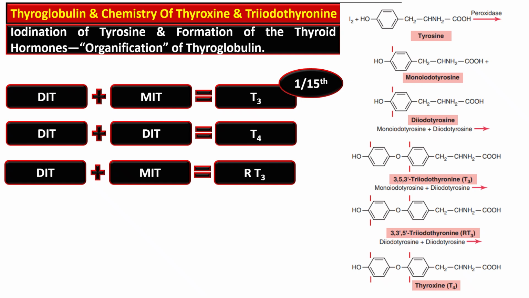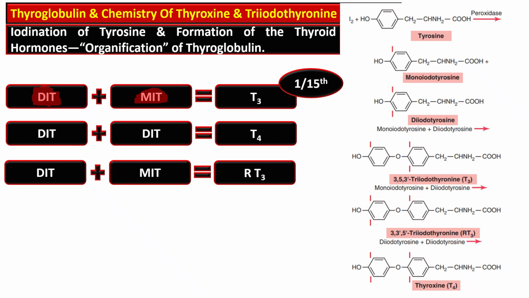Then the coupling reaction in the thyroid hormone synthesis occurs. Once the tyrosine residues are iodinated on the thyroglobulin, forming DIT and MIT, diiodotyrosine and monoiodotyrosine, the coupling reaction occurs. This is the final key step in the formation of the active thyroid hormone.